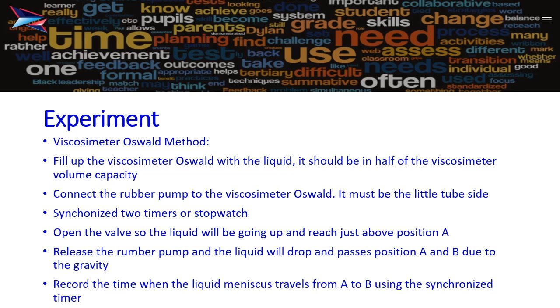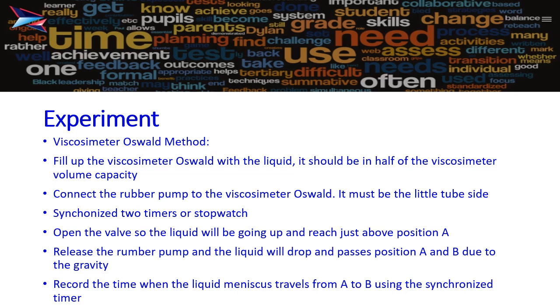Let's determine the viscosity of the liquid using the Ostwald viscometer method. In these experiments, we will need to fill up the Ostwald viscometer with the liquids. It should be filled to half of the viscometer's volume capacity. So you will see the surface of your liquid, hopefully, at half of your viscometer's volume.